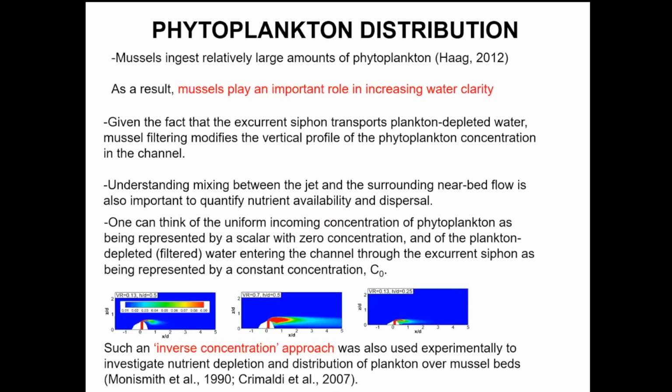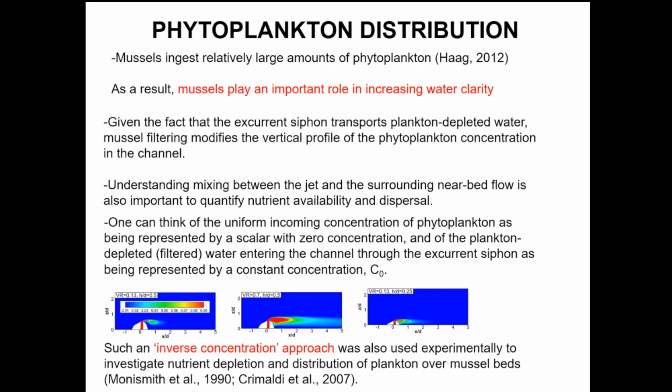Now, in the second part, I wanted to tell you how we can use data from our numerical simulations to make some overall predictions on how the concentration of phytoplankton is going to vary over the mussel bed. As already mentioned, the concentration of phytoplankton is important because the mussels are retaining the phytoplankton and releasing clear water, so they are increasing water clarity.